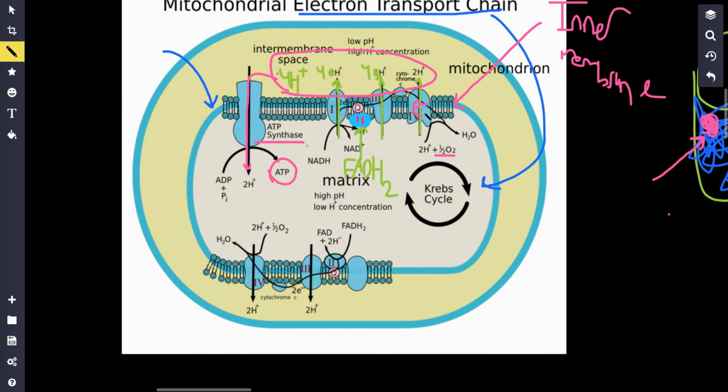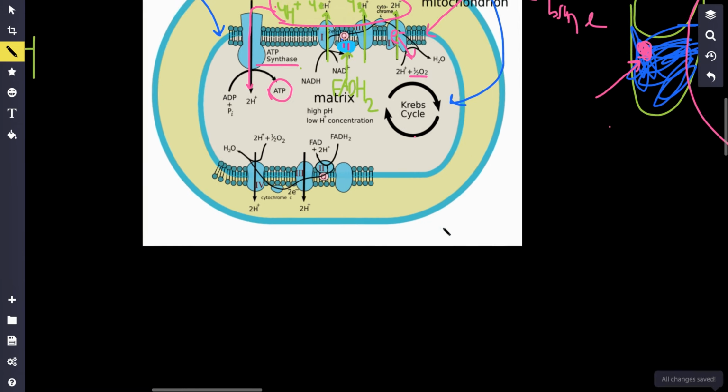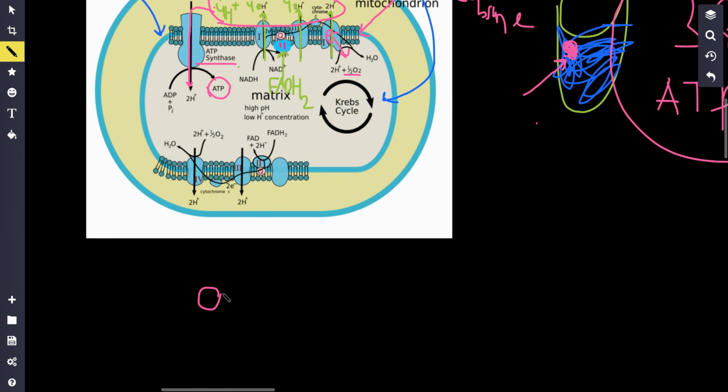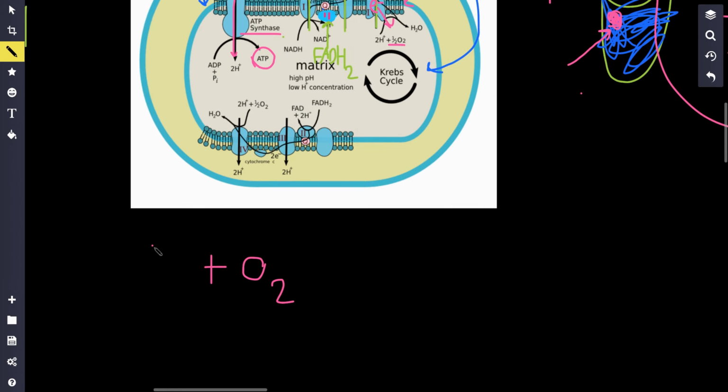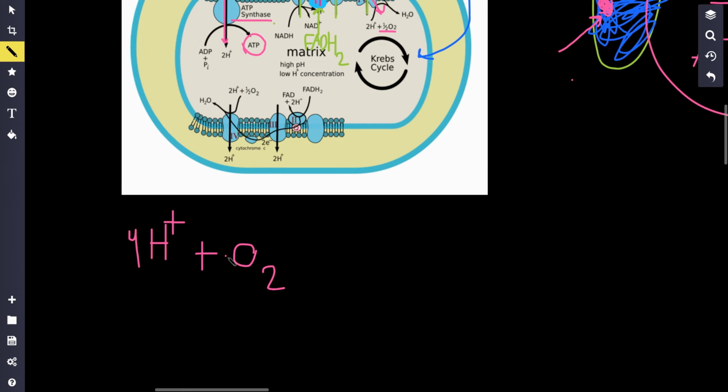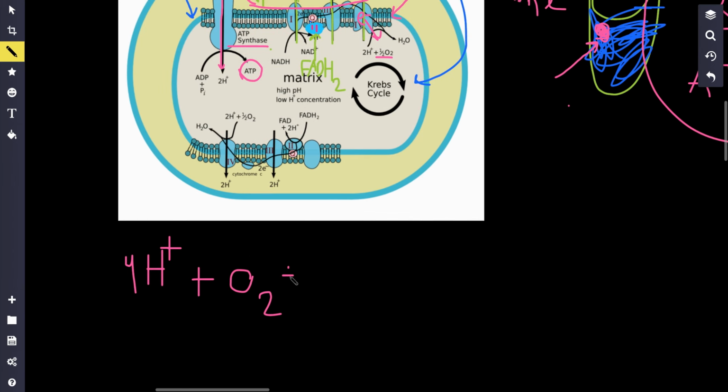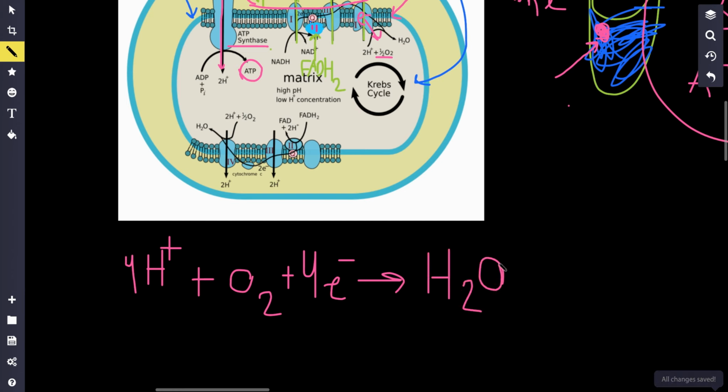Now, it turns out that when the electrons come back out, what's actually going to happen is that we're going to have oxygen, and this oxygen is going to react with hydrogen ions. In fact, it's going to react with 4 hydrogen ions. Now, 4 electrons are going to be needed for this reaction, and guess what it forms? This is going to form water. This is where we get the water from, the water from the electron transport chain.